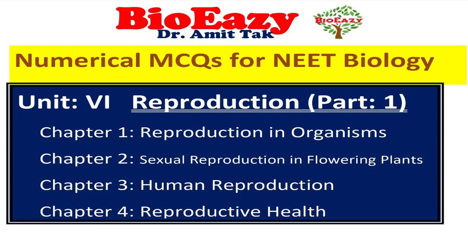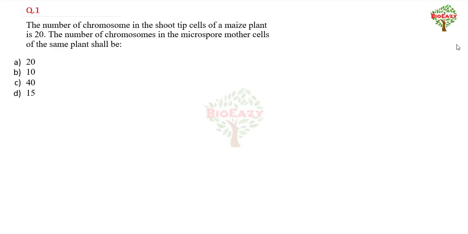Very first question is, the number of chromosomes in the shoot tip cell of a maize plant is 20. Now in this question the very first clue is the number of chromosomes in the shoot tip. So we all know that shoot tip is a somatic cell and this cell is diploid in nature, and the number of chromosomes in this cell is 20.